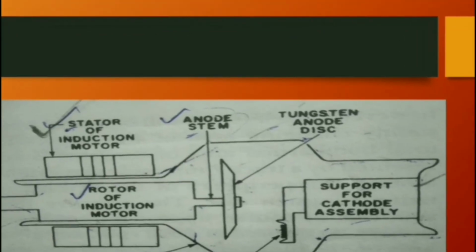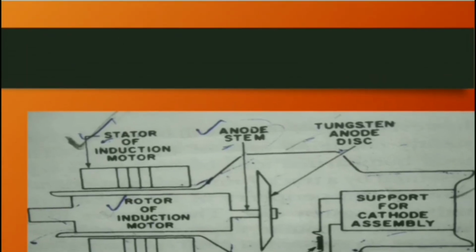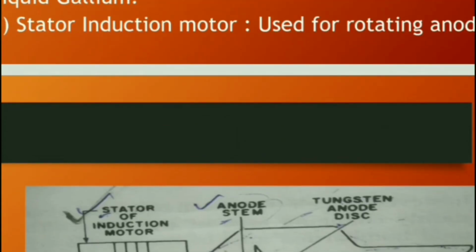Here is a diagram of the rotating anode. See, this is the cathode assembly. Here is the filament in the focusing cup. Then is the glass envelope. Here is the tungsten anode disc. Here is the anode stem. Here is the stator or induction motor. Here is the rotor of the induction motor. Now, let me tell you that the stator causes the rotor to rotate very fast like an electric motor. The stator is also called the induction motor.